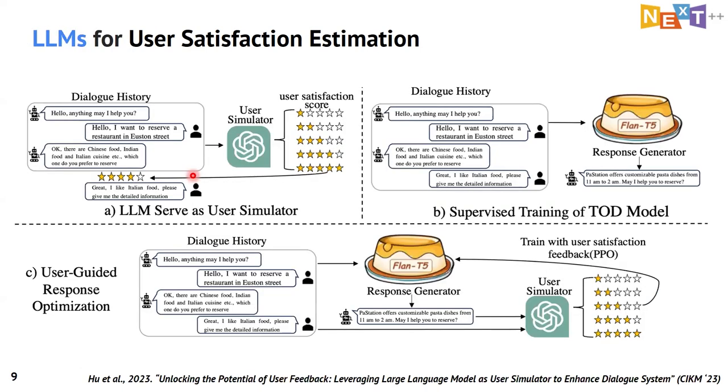So recently, with the powerful context understanding capabilities of LLMs, researchers proposed to utilize LLMs for user satisfaction estimation. For example, in this SIGIR 23 paper, the authors leveraged the LLMs as a user simulator for simulating the user feedback with user satisfaction scores. And then the user feedback can be used for reinforcement learning from human feedback or AI feedback to further improve the response quality for the dialogue systems.